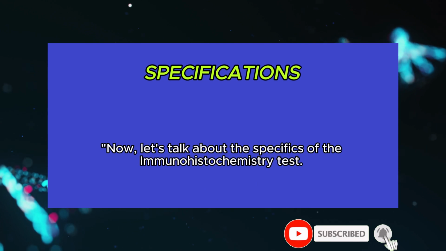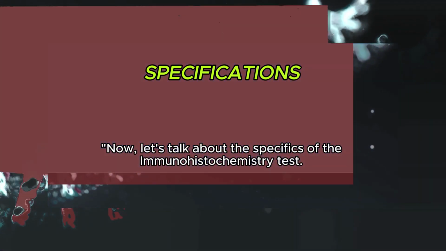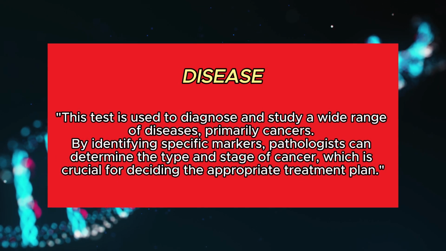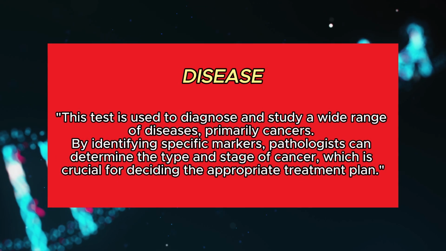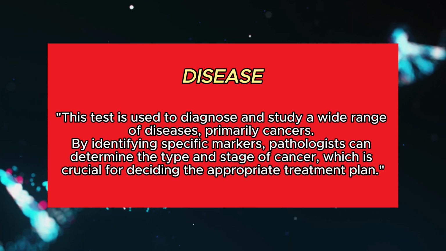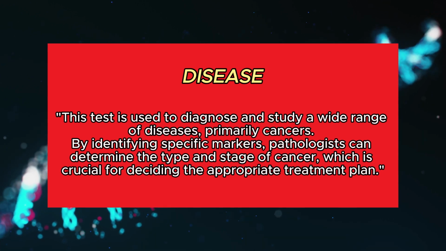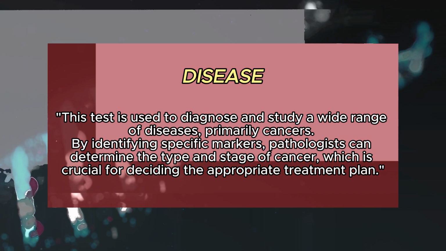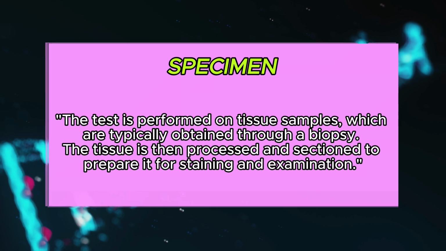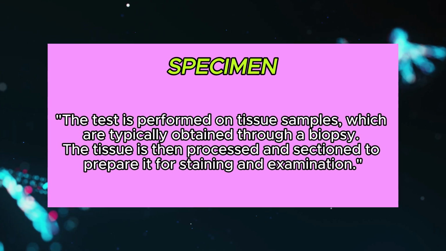Specification of test. Now, let's talk about the specifics of the immunohistochemistry test. Disease-associated. This test is used to diagnose and study a wide range of diseases, primarily cancers. By identifying specific markers, pathologists can determine the type and stage of cancer, which is crucial for deciding the appropriate treatment plan. Specimen used. The test is performed on tissue samples, which are typically obtained through a biopsy.